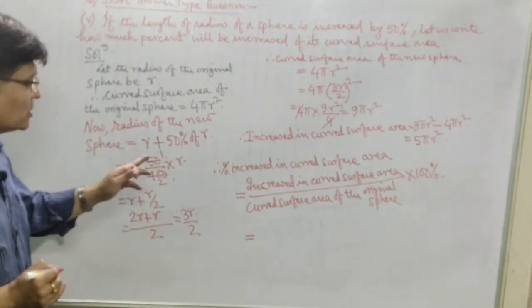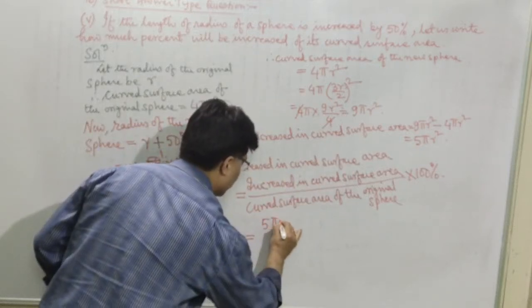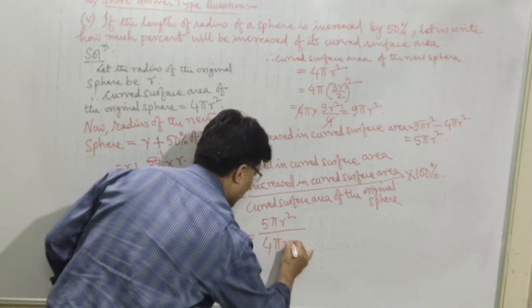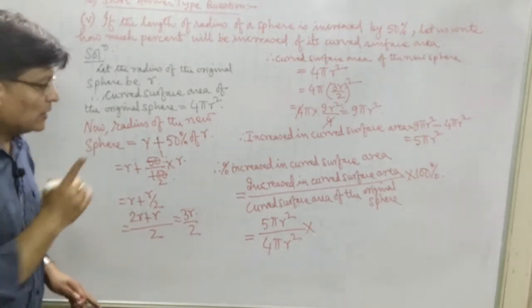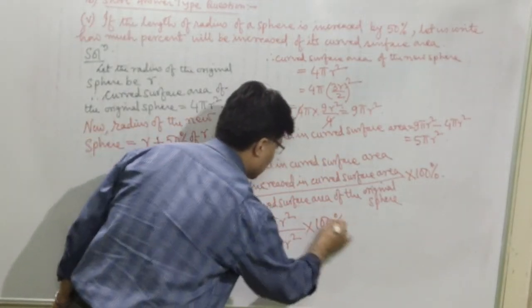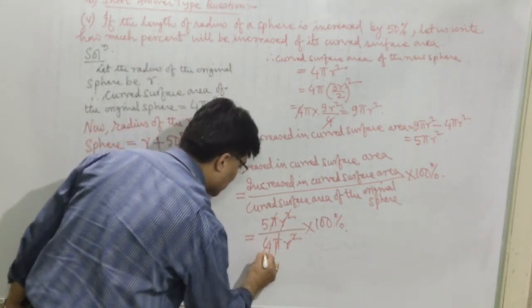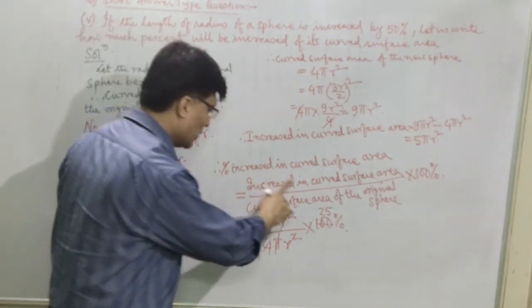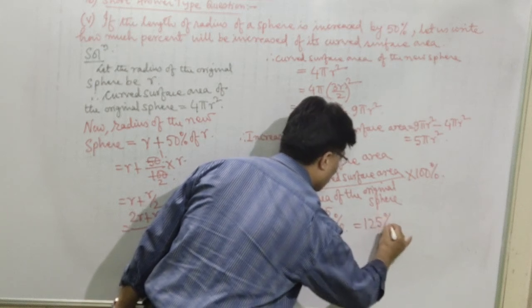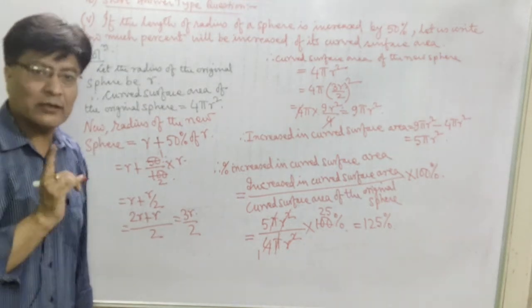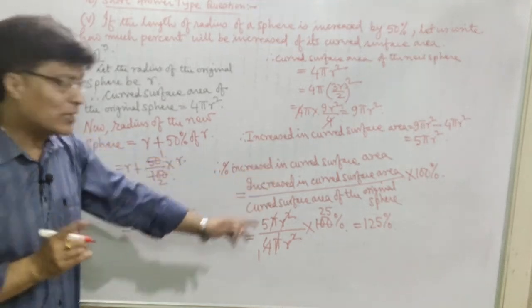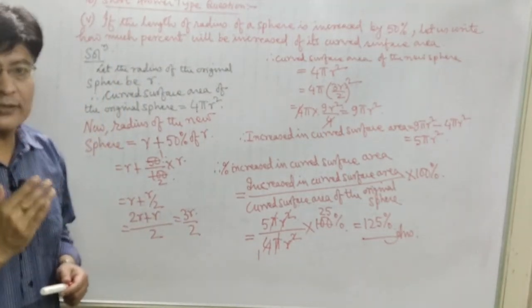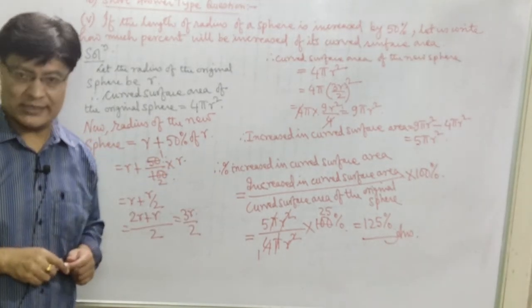So which is equal to, what is the increase in curved surface area? It is 5 pi r square divided by, what is the curved surface area of the original sphere? It is 4 pi r square, right? Into 100%. So let us simplify it. Pi gets cancelled, r square gets cancelled. 4 ones are 4, 4 twos are 8, 10 minus 8 is 2, 20. 4 fives are 20. So 25 into 5 will be equal to 125%. So by how much percent will the curved surface area increase? It is 125%. So this is the final answer.